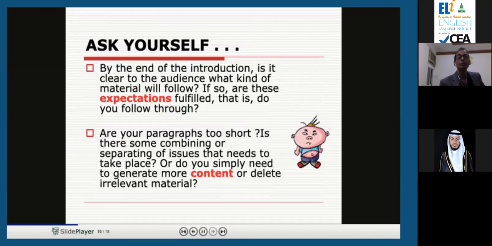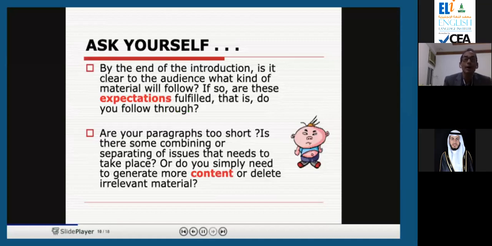But at the end of the introduction, is it clear to the audience what kind of material will follow? Even at the outset, you might take your audience into confidence that it's going to be fruitful, and there will be takeaways for the audience. It's not going to be a waste of time reading a text. And are the expectations going to be fulfilled, or will they be fooled or taken for a ride by some kind of flowery language?